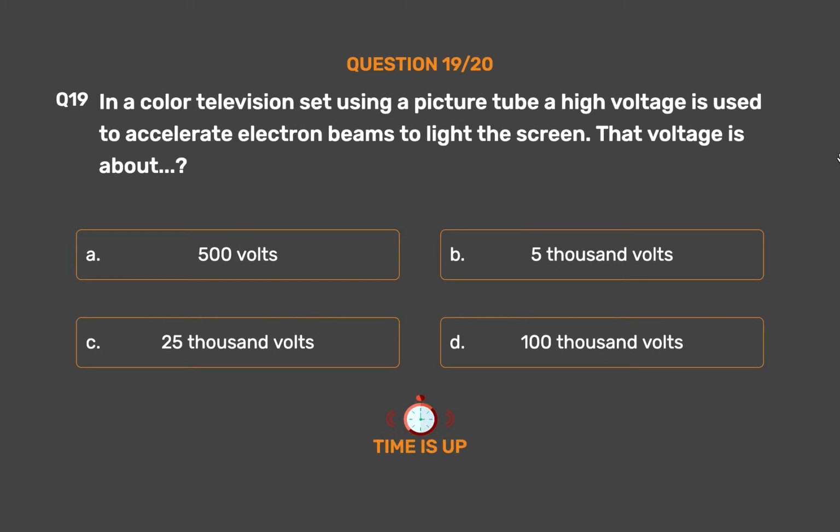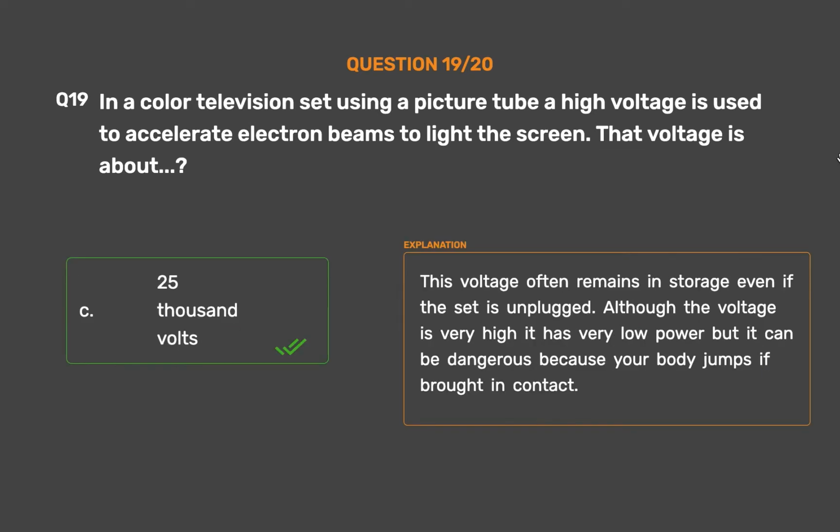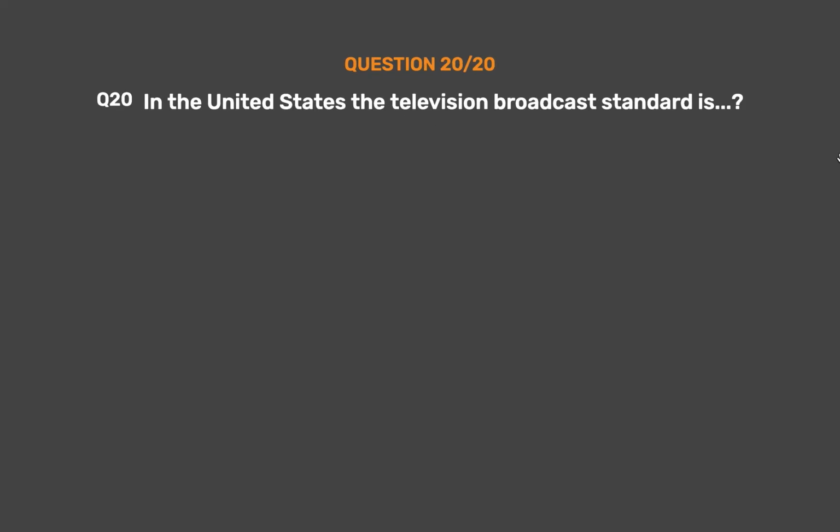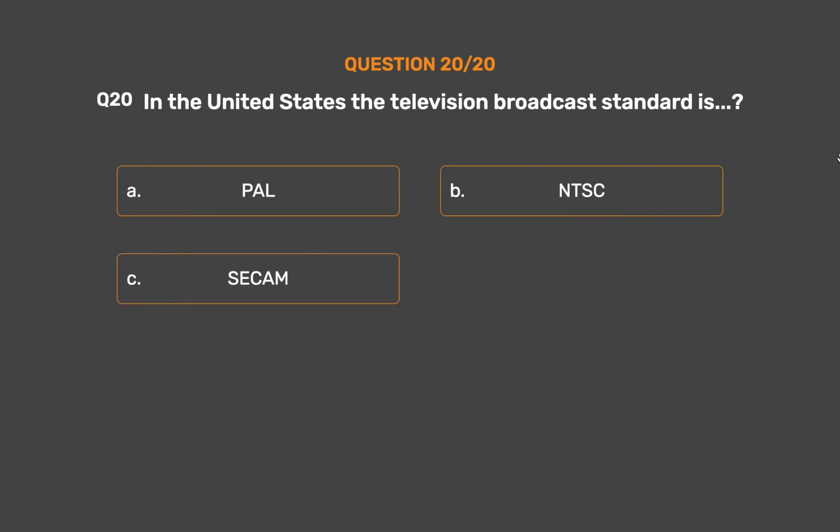The correct answer is option C, 25,000 volts. This voltage often remains in storage even if the set is unplugged. Although the voltage is very high, it has very low power, but it can be dangerous because your body jumps if brought in contact. Question number 20. In the United States, the television broadcast standard is option A, PAL, option B, NTSC, option C, SECAM, option D, RGB.